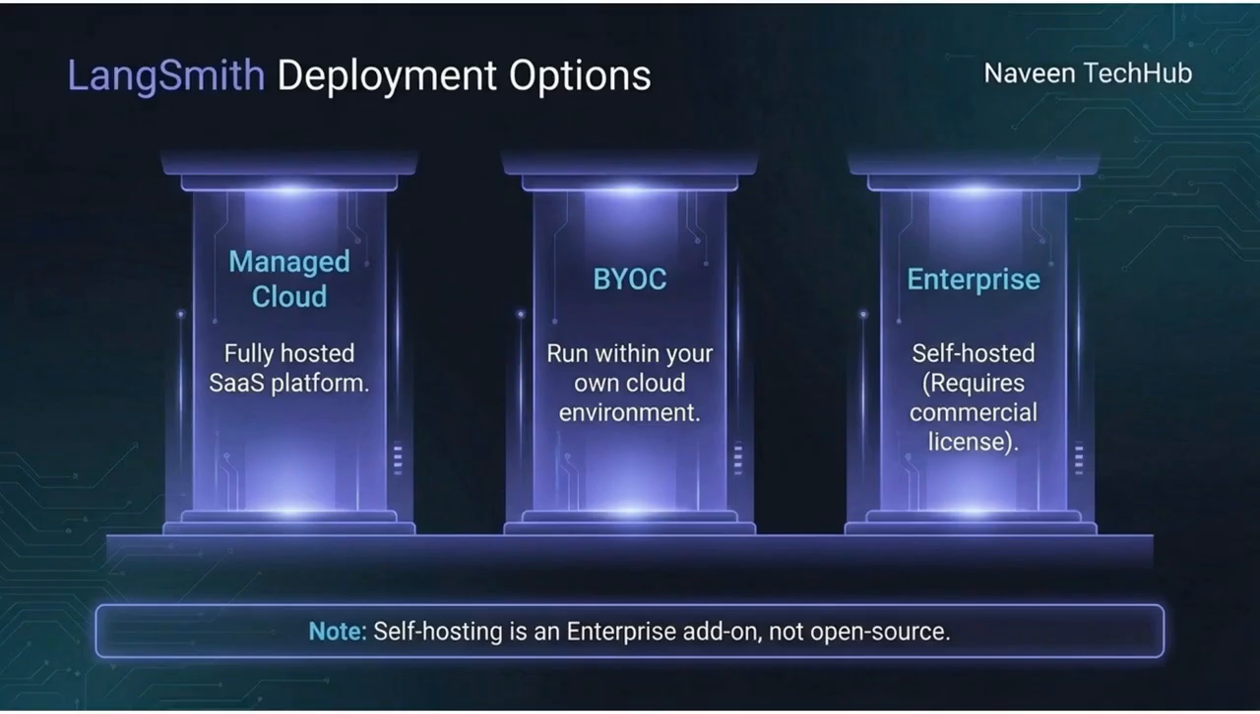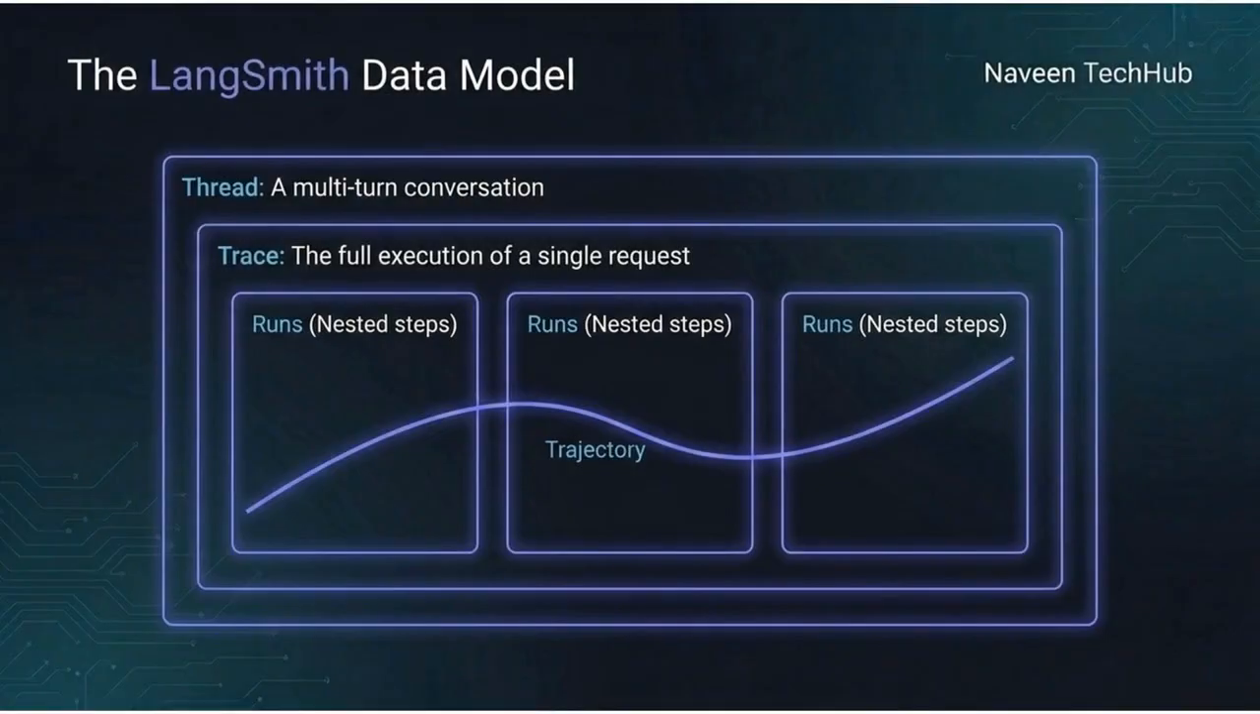So deployment and licensing are areas you may want to consider when evaluating these platforms for an organization. Now let's understand the LangSmith hierarchy. At the top, we can have a thread representing a multi-turn conversation. Within that, a trace represents the full execution of a single request.